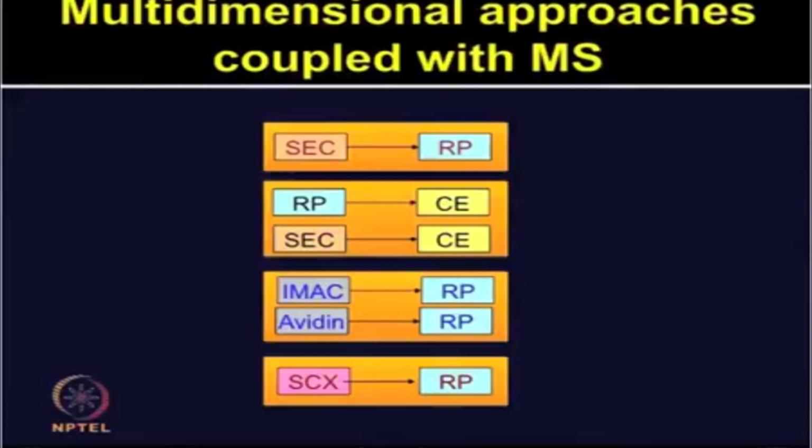We have talked about size exclusion chromatography, which separates proteins based on size or molecular weight, and reverse phase, based on hydrophobicity. Then we have capillary electrophoresis, which separates based on charge. IMAC is based on affinity interaction, reverse phase again on hydrophobicity, and strong cation exchange on charge. So, these are the different methods we have discussed. Now we look at how combinations of these can be applied for proteomic investigations.